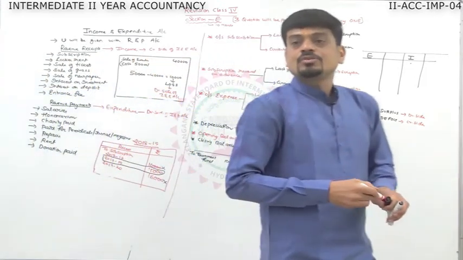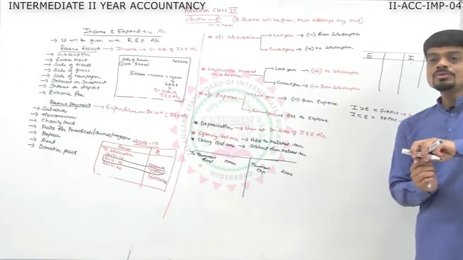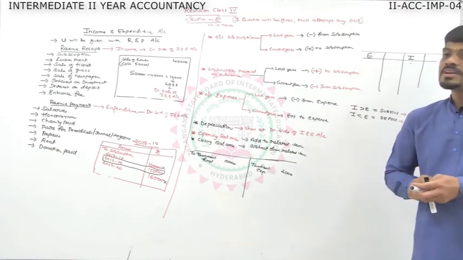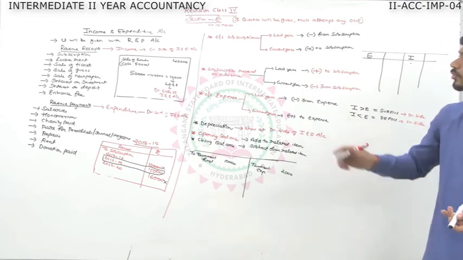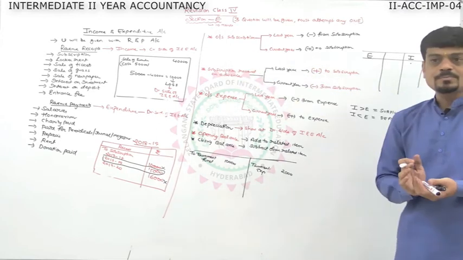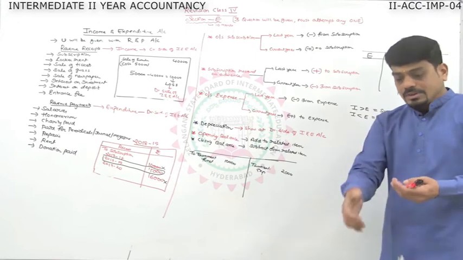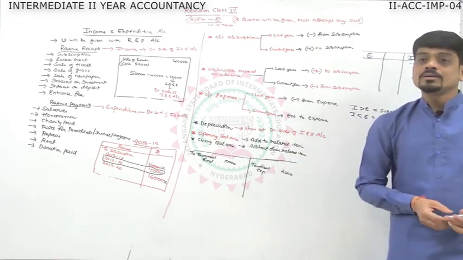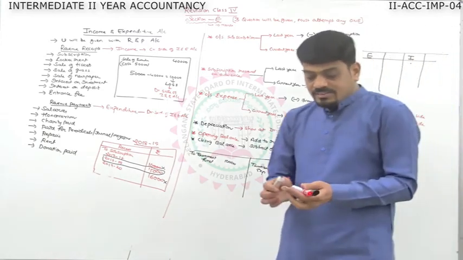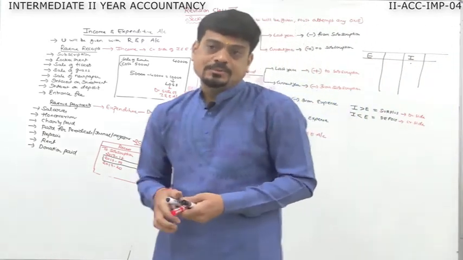This was about your preparation of income and expenditure account. Usually we see that most of the students attempt income and expenditure account. No issues. But those who are planning to attempt consignment, now listen to the guidelines for the consignment.